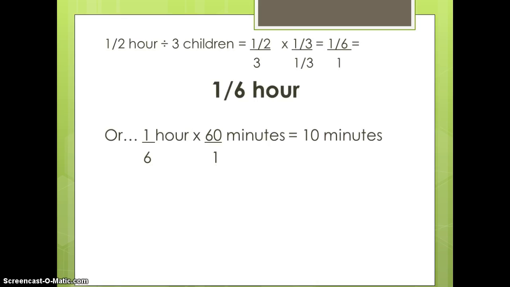To show this numerically, you take half of an hour divided by 3 children, which is equal to 1/2 over 3. Then you multiply the top and the bottom by 1/3 to get a denominator of 1. 1/2 times 1/3 in the numerators is equal to 1/6, and 1/6 over 1 is just equal to 1/6 of an hour. And if you want to take it one step further, you can find that 1/6 of an hour is equal to 10 minutes by multiplying 1/6 times 60 minutes.